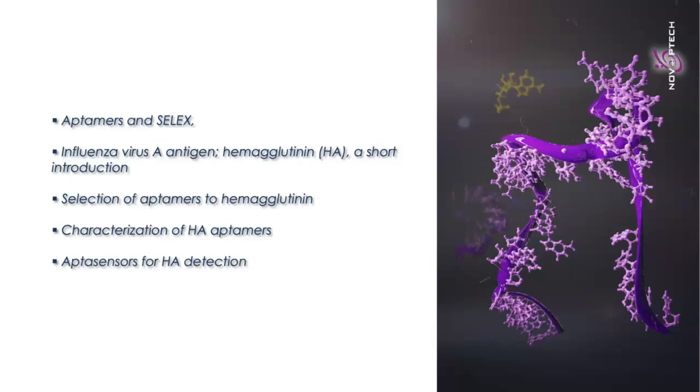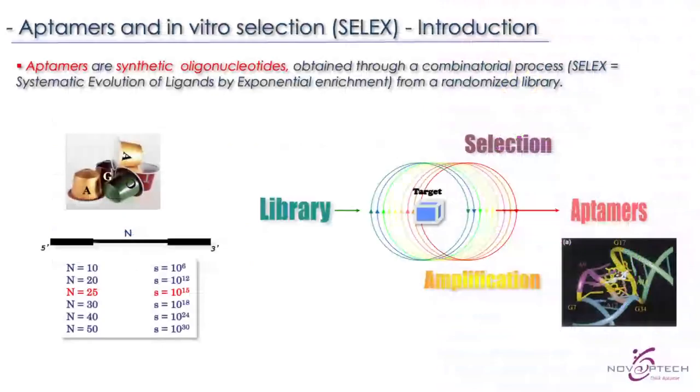So I will quickly introduce the aptamers and the method by which we get such aptamers. And I will say a few words about the antigens that we actually target for the detection of the virus, meaning hemagglutinin and neuraminidase, and how we did select aptamers to hemagglutinin before their characterization and their inclusion into an aptasensor.